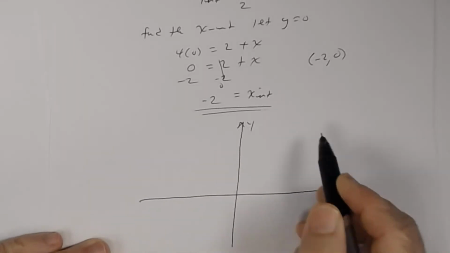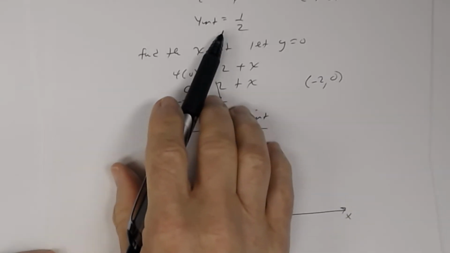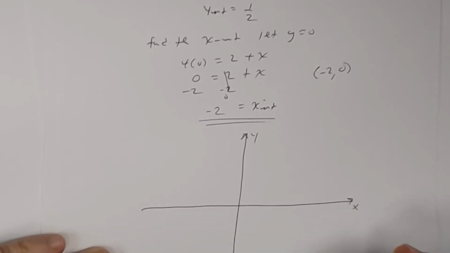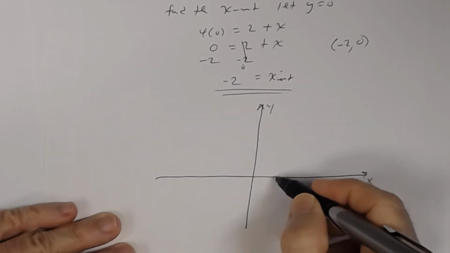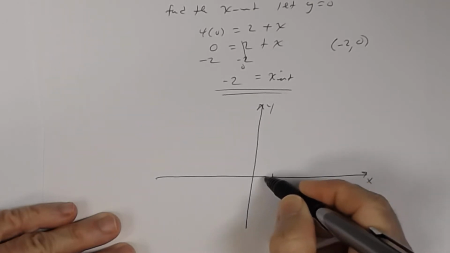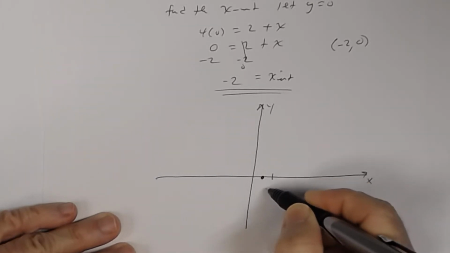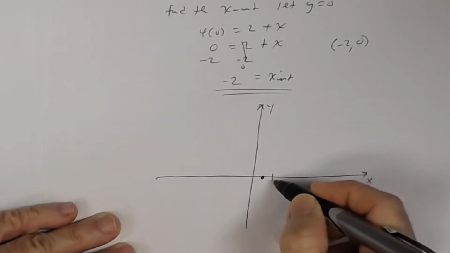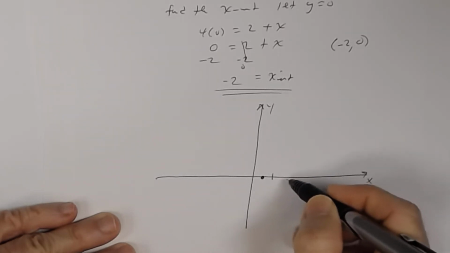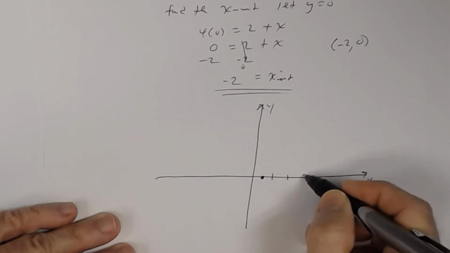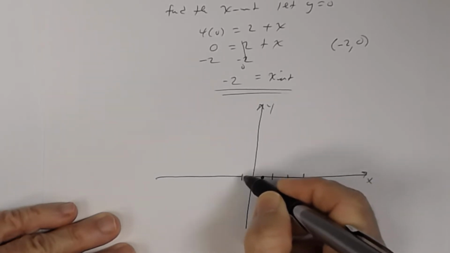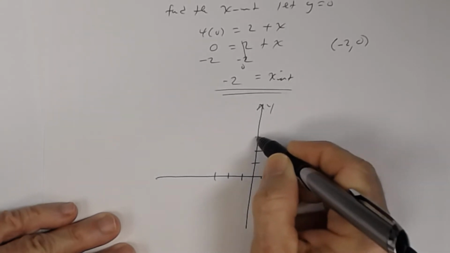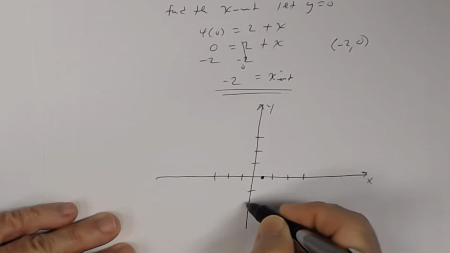All right, so let's do the y-intercept first. So the y-intercept is 1/2. So it's not a whole number, right? It's not an integer. So what I would do is this. I would do 1 and then put 1/2 here. That's what I would do. Make sure you want your tick marks to represent integers. So 1, 2, 3, -1, -2, -3.